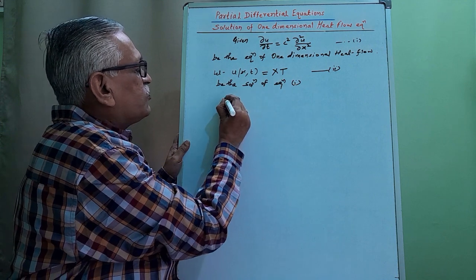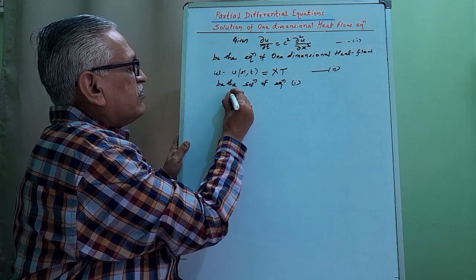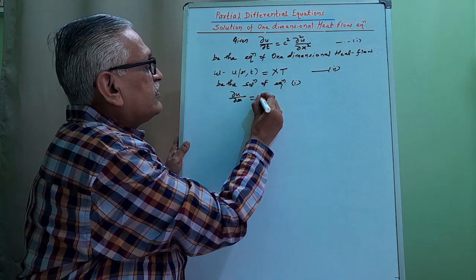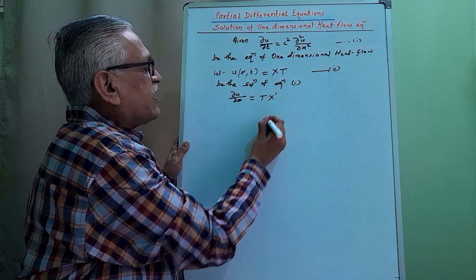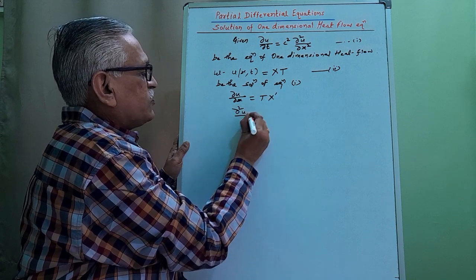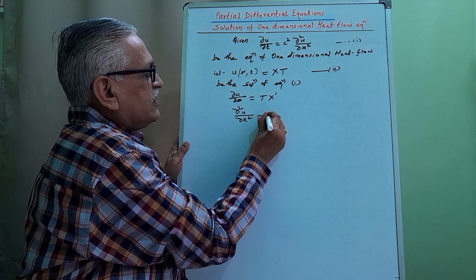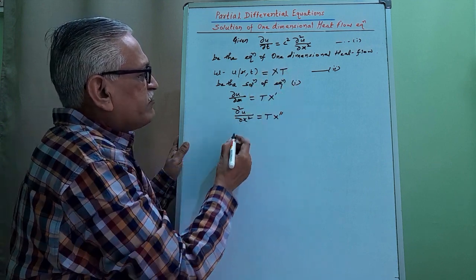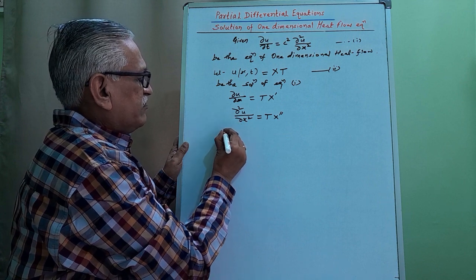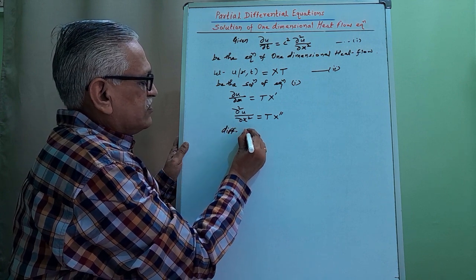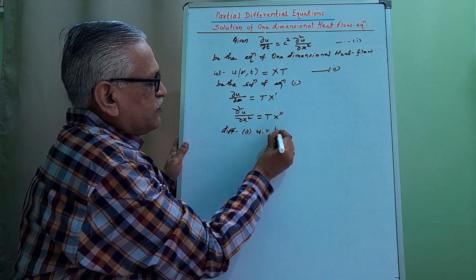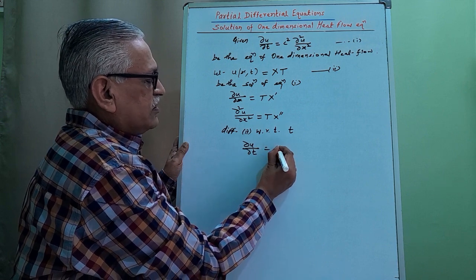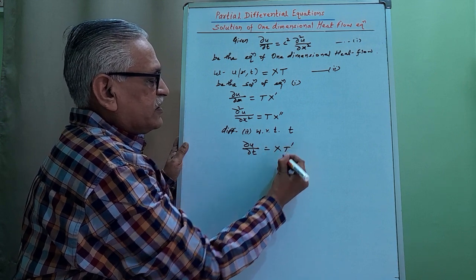Then differentiating equation 2 with respect to x, keeping t constant, we get T outside, derivative of X is X dash. Again differentiating it with respect to x, we get T into X double dash, second order derivative. Then differentiating 2 with respect to t, we get dou u by dou t is equal to, this time X is constant outside, derivative of T is T dash.